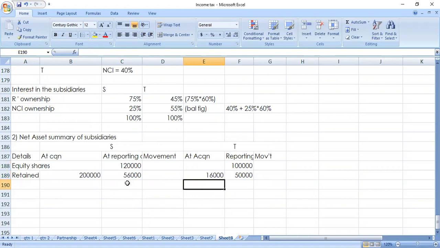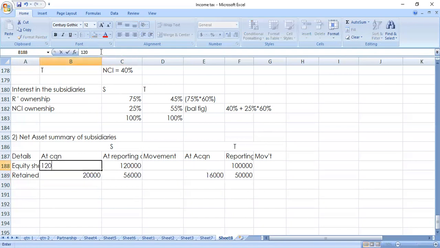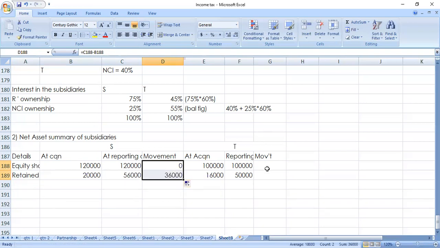Okay. Then what you're supposed to look out for is any information regarding changes in shares in equity. Did they issue any new shares during the year? If they didn't, like in this case, what is at the reporting date becomes what is at acquisition. You have 120, then you have 100,000. Okay, and then you get the movement. The movement for Sandra, there's none in equity, but in earnings we have 36.